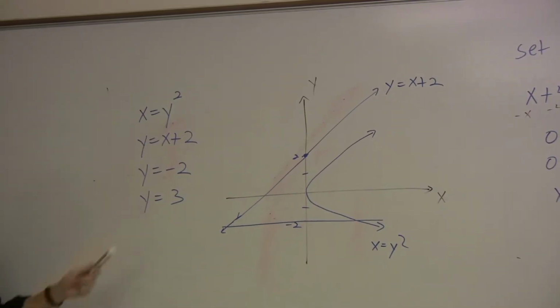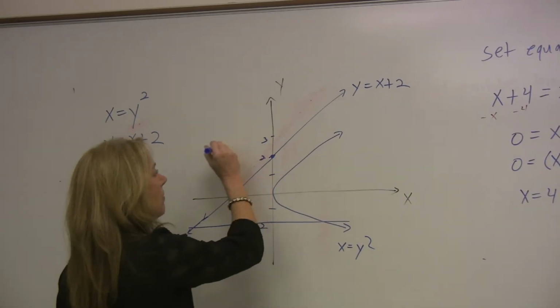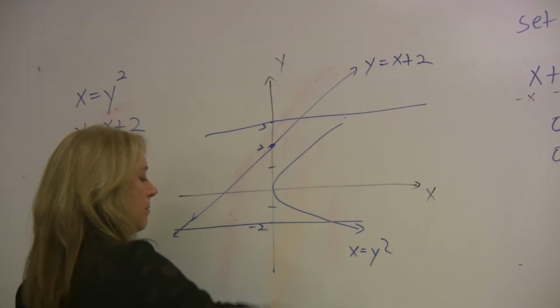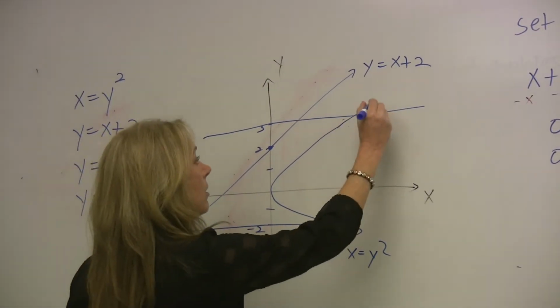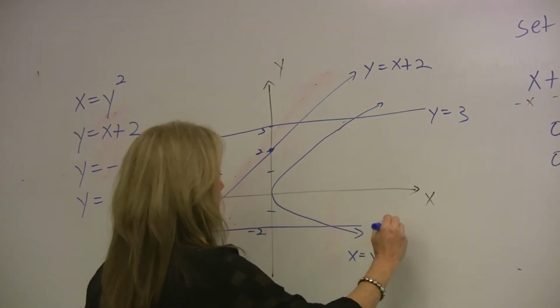And y equals +3 is also a horizontal line. Here's 3 right here. Looks like I need to make this one go up a little bit more. This is y equals 3, y equals -2.